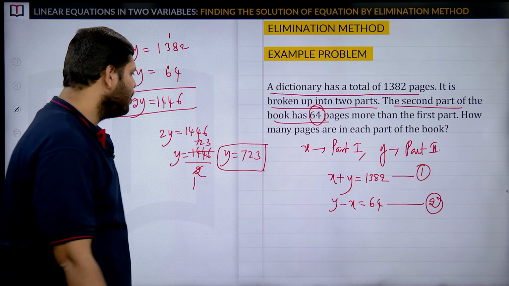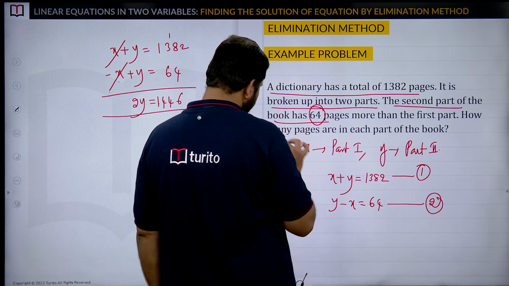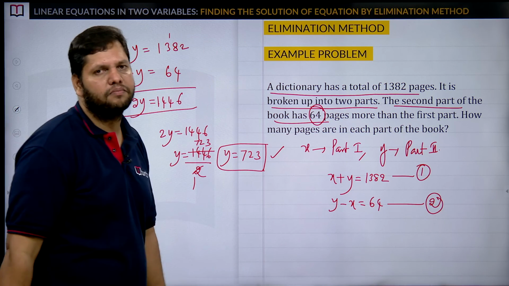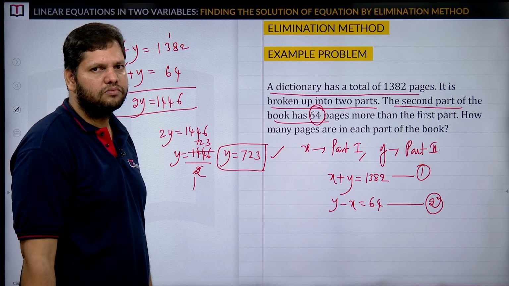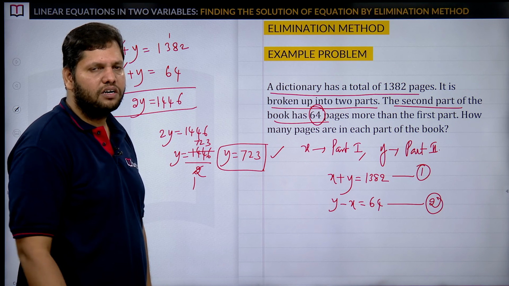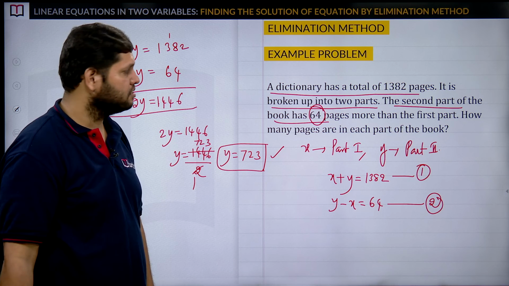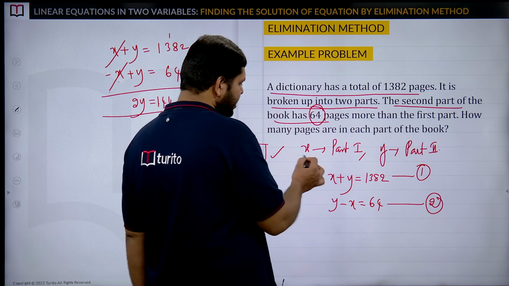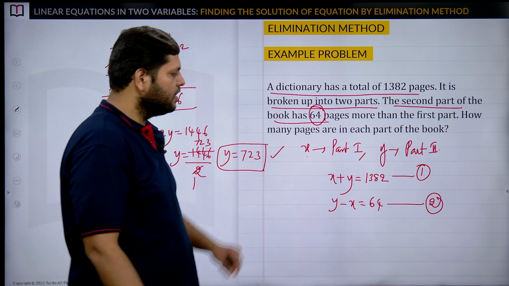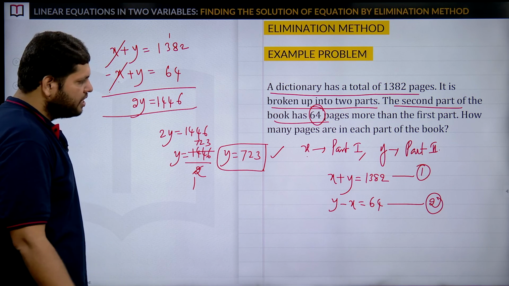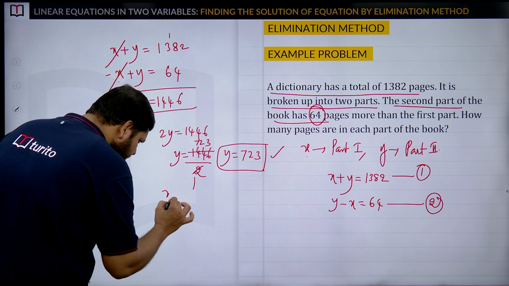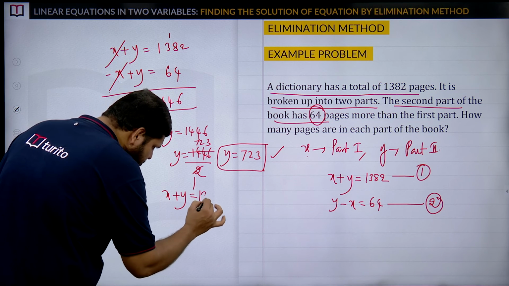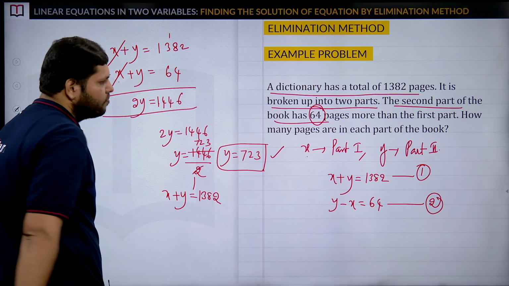So the part 2 has how many pages, children? 723 pages. But the same, children, I want to find the part 1 also. I want to calculate what? The part 1 has how many pages. For the part 1, we have taken x, children. So what I am doing, children? I will go for equation 1. So what is the equation 1? x plus y is equal to 1382.